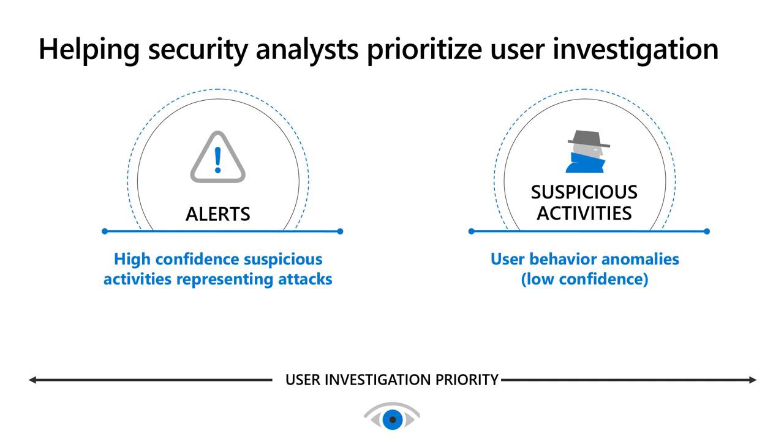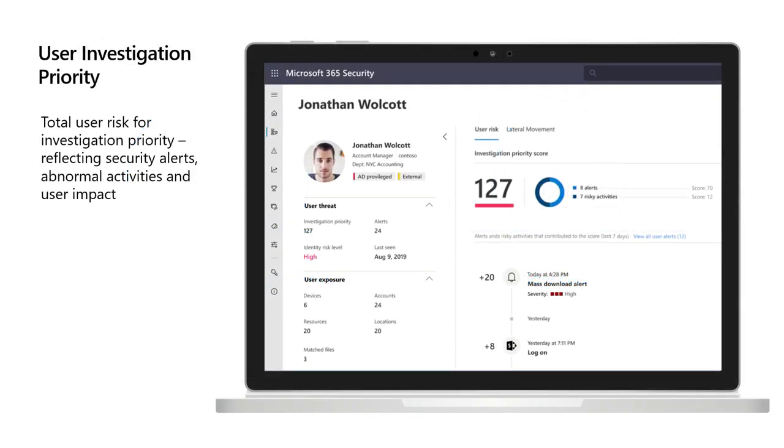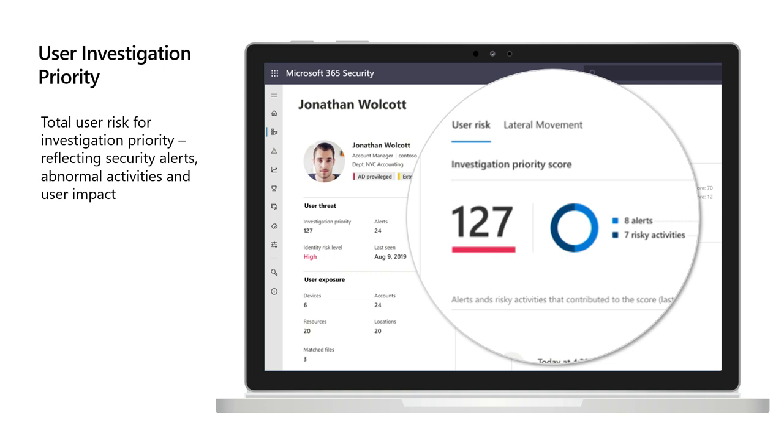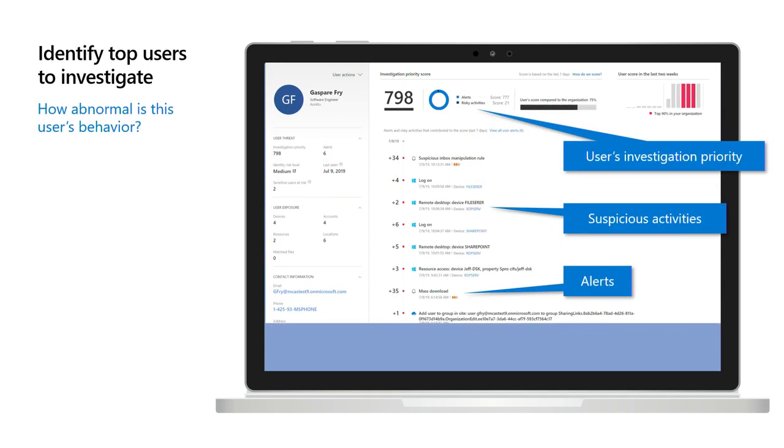We are taking both the alerts and suspicious activities of a specific user, combining them together and creating a user investigation priority. This is what it looks like. For each user, we will calculate the user investigation priority. This is a number. The higher this number, the more important it is to investigate this specific user. It can tell you how risky this user is, and it can help you prioritize which user you should investigate. Let's look at a demo, and we'll see what it looks like in real time.